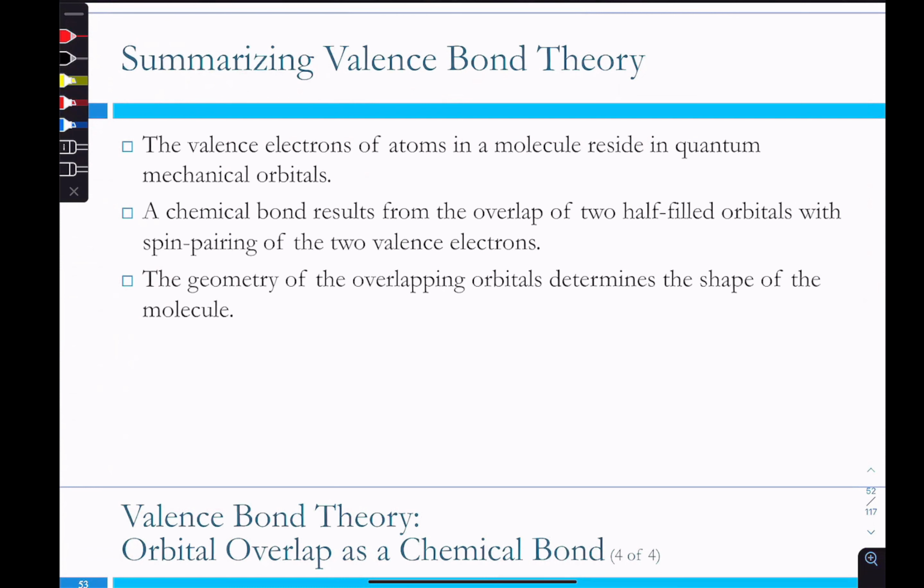So to summarize, valence electrons reside in quantum mechanical orbitals. Again, they're not specific points, they're wave functions. The chemical bond results from the overlap of two half-filled orbitals, and the electrons are then spin paired. So you get one with a plus 1/2, one with a minus 1/2. And then the geometry of the overlapping orbitals determines the shape of the molecule.